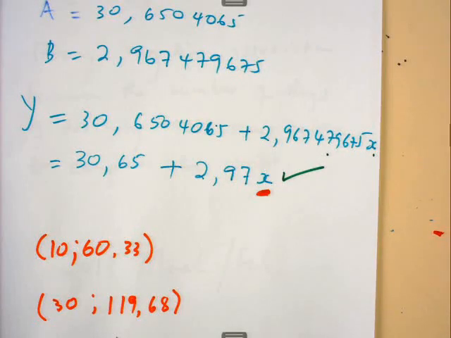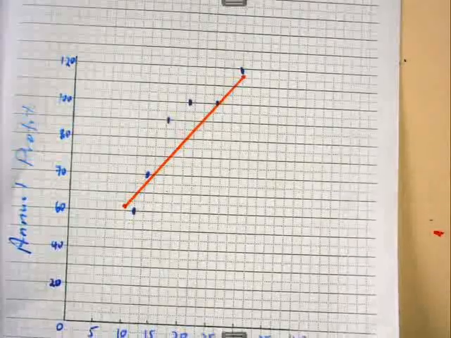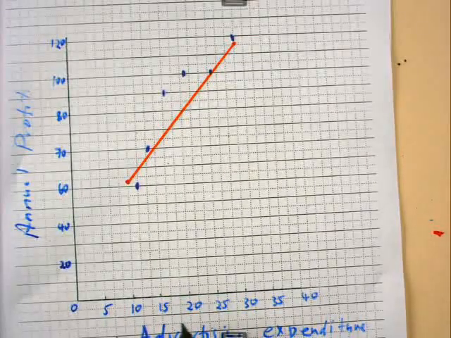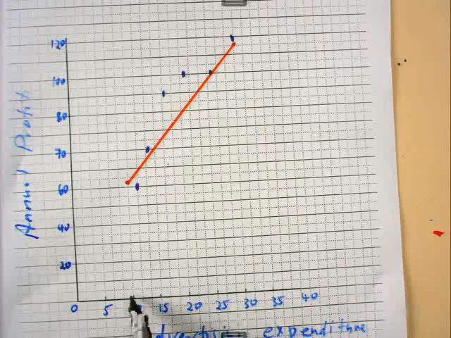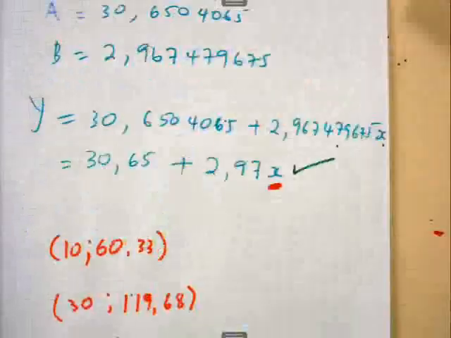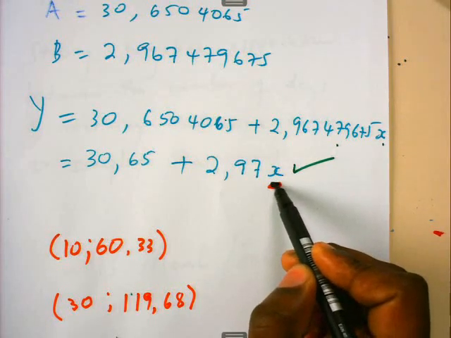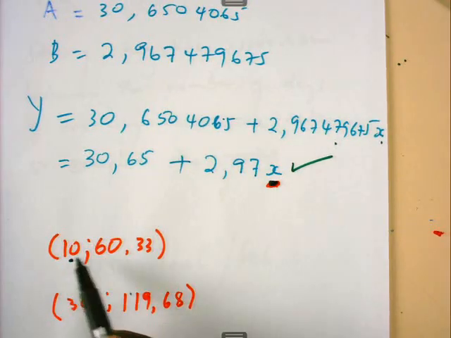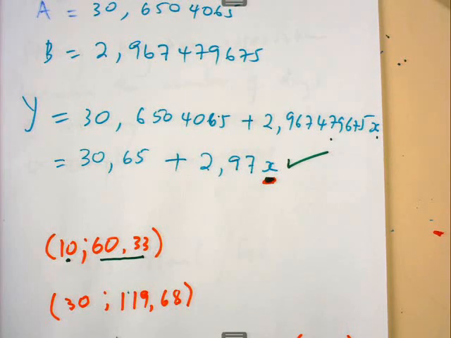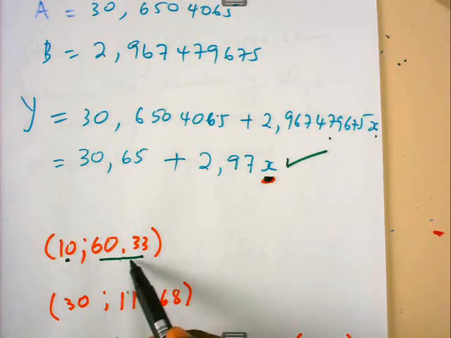Now the question, if it says draw the line, because remember you have the scatter plot, but you don't have the line. To draw the line, we take any value of x on the x-axis. So we can take any value, maybe 10. Do you see 10? I'm taking 10. When I substitute 10 for x, remember that 10 comes from the x-axis, the y here is equal to 60.33 on the calculator. When you substitute 10 for x in your equation, then y becomes that.